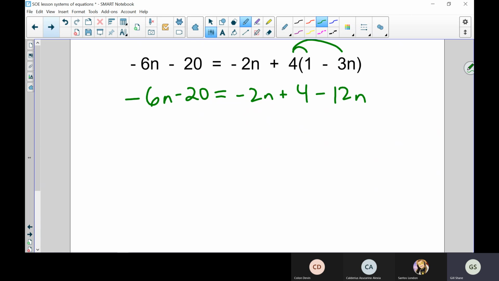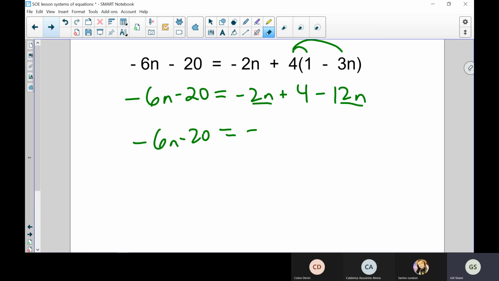So on this side, I can combine something. Well, the only like terms I have are the n's. So I can combine those. That combined, again, I'm not going to go into a lesson about how to add two negative numbers together, but that's negative 14n. When you add two negatives, it is still a negative. Don't get your multiplication rules confused with your addition rules.